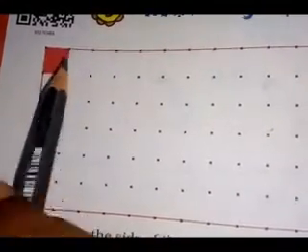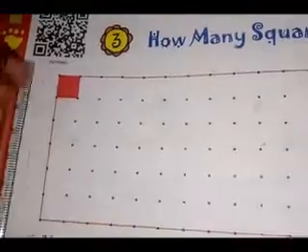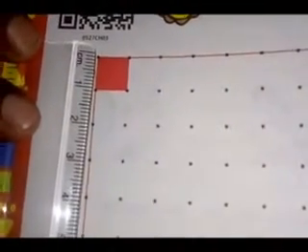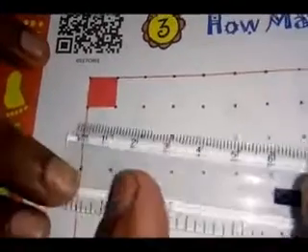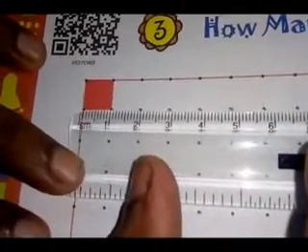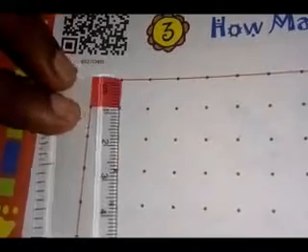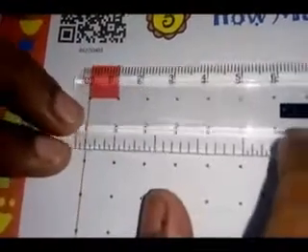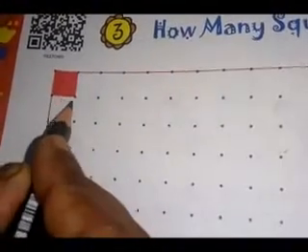Okay. Now we will measure the sides. Here I am measuring the left side. Left side is 1 centimeter. I am measuring the bottom side, that is also 1 centimeter. Right side, that is also 1 centimeter. The top side, that is also 1 centimeter. So all sides are 1 centimeter.